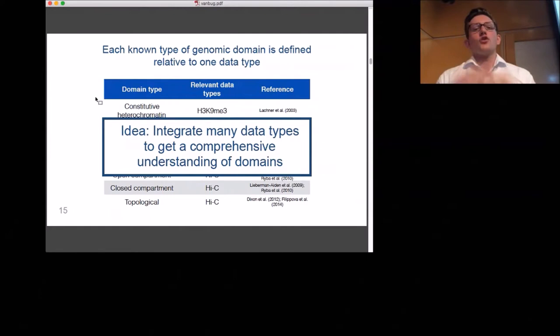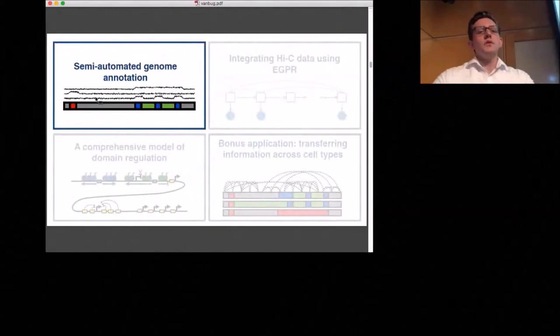chromatin conformation data. So what we wanted to do was try to improve our understanding of domains by integrating all these domain types into a single comprehensive understanding of domains in the genome. Our tool for doing this is a class of methods that we call semi-automated genome annotation methods. You may have heard of Segway.